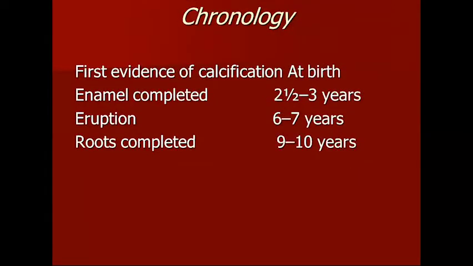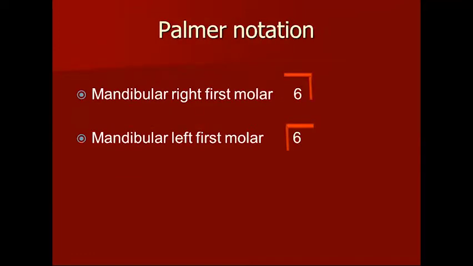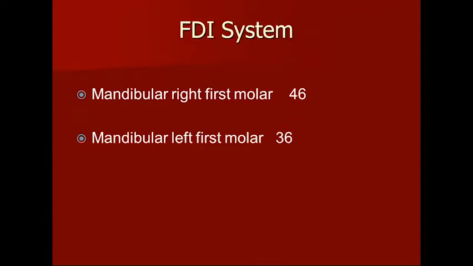Chronology. Evidence of calcification at birth, enamel completed 2.5 to 3 years, eruption 6 to 7 years, roots completed 9 to 10 years. Numbering system: universal number, mandibular right first molar 30, mandibular left first molar 19. Palmer notation: mandibular right first molar right 6 and left 6. In the FDI system, right first molar 46 and mandibular left first molar 36.